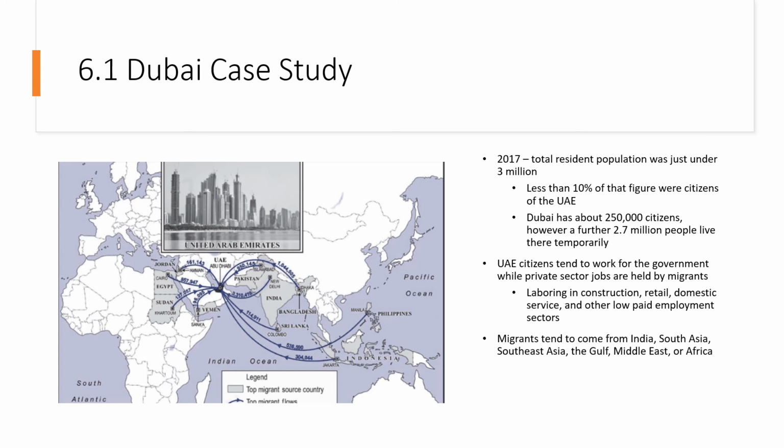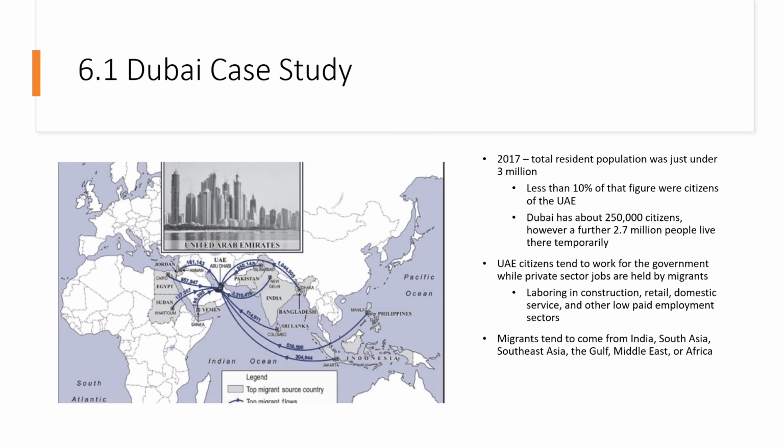On the other hand, its population tells an entirely different story. In 2017, the city had about 3 million residents. However, less than 10% of these residents are actually citizens of the United Arab Emirates. While Dubai has about 250,000 citizens, 2.7 million people live there temporarily.